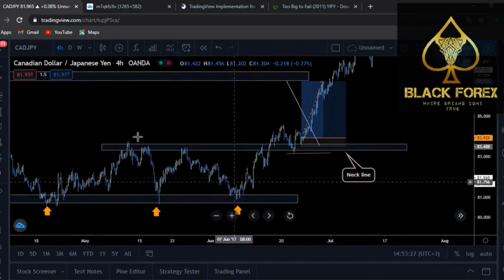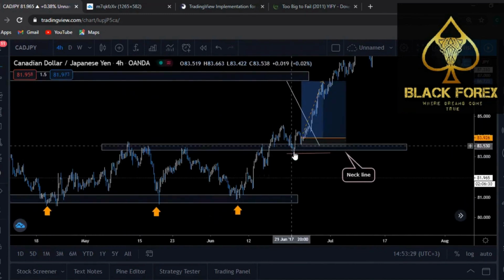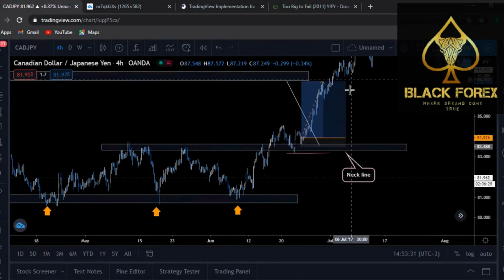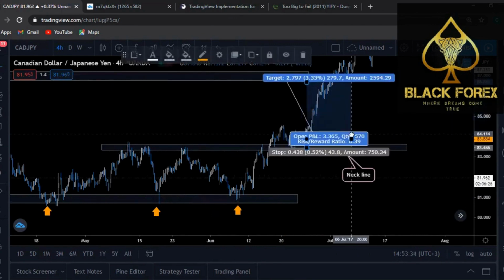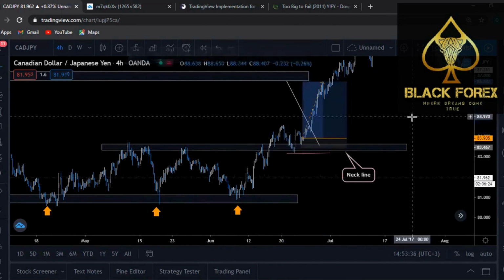First touch, second touch, third touch. This is the neckline. Break, retest, take your entry, 1:6. If you risk 2%, that means you got 12%.